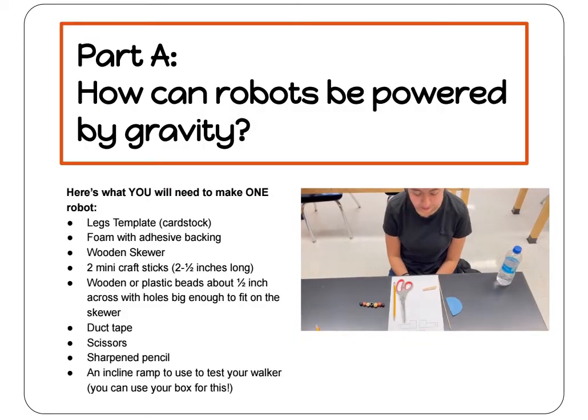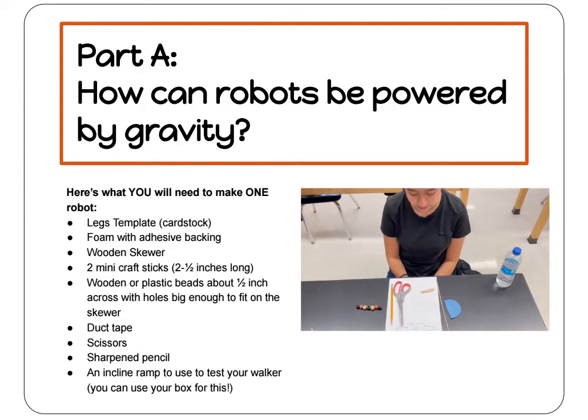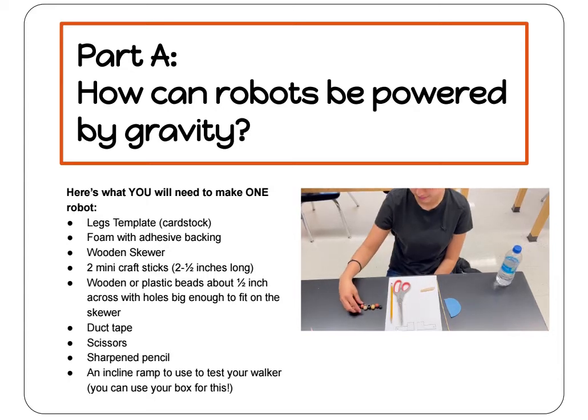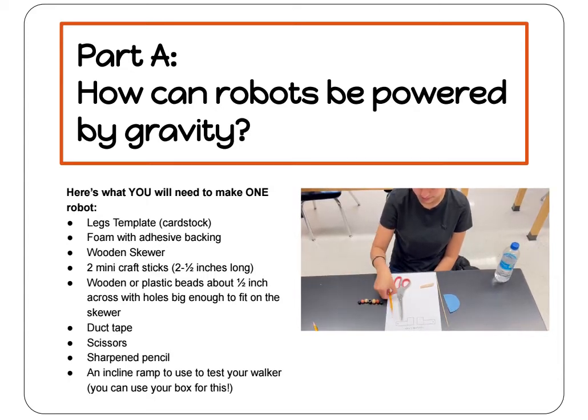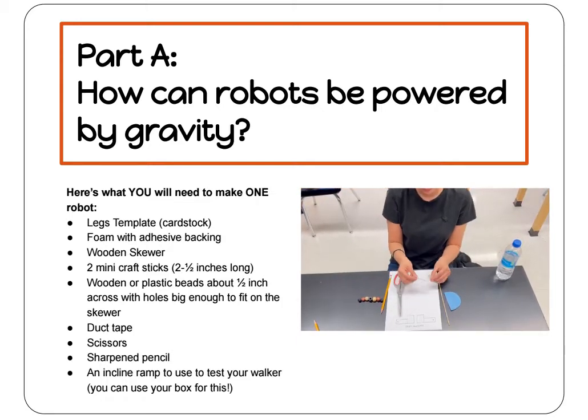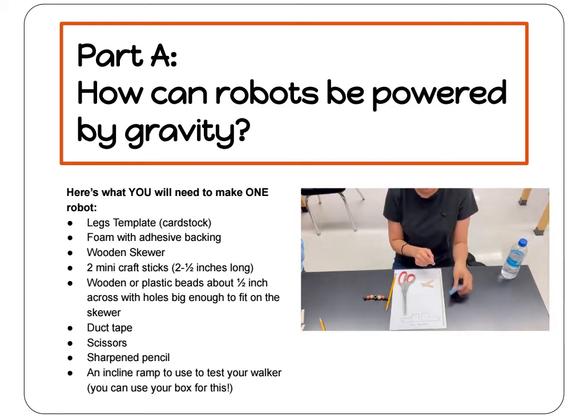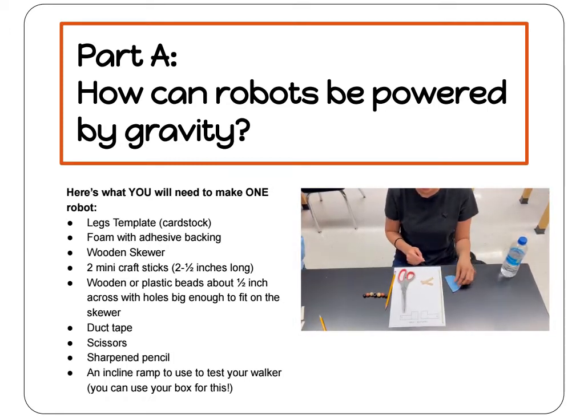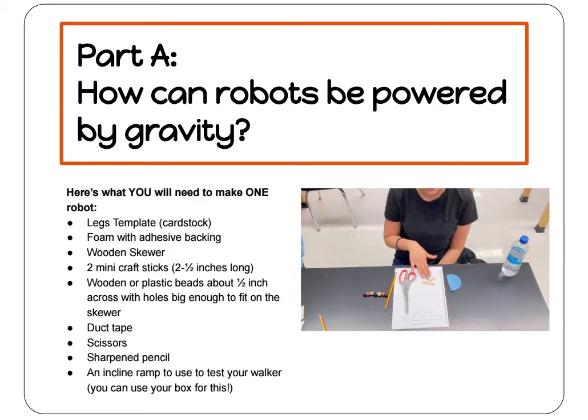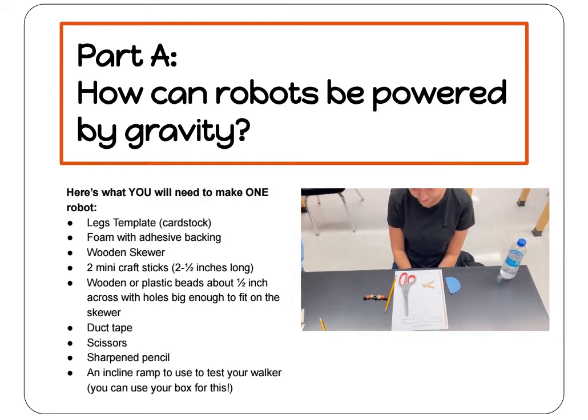So the first thing that you want to do is get all of your materials organized. You are going to need your wooden beads. You're going to need a sharpened pencil, your scissors, 2 small craft sticks, a wooden skewer, some self-adhesive foam, and a template of walking legs. There's some extra space on there so that you can build your second robot.